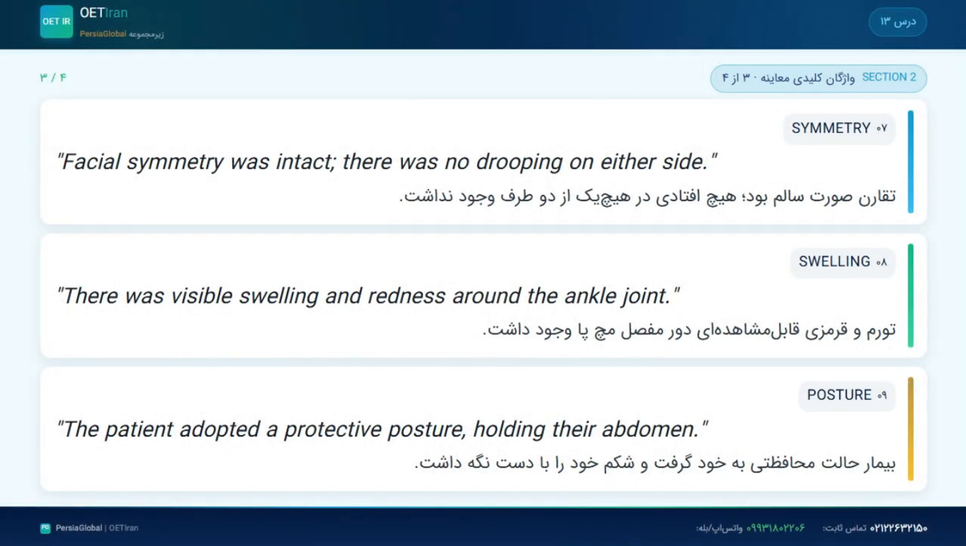Swelling. Enlargement of an area of the body. In the OET context, it is a common sign of inflammation or injury. For example, there was visible swelling and redness around the ankle joint.